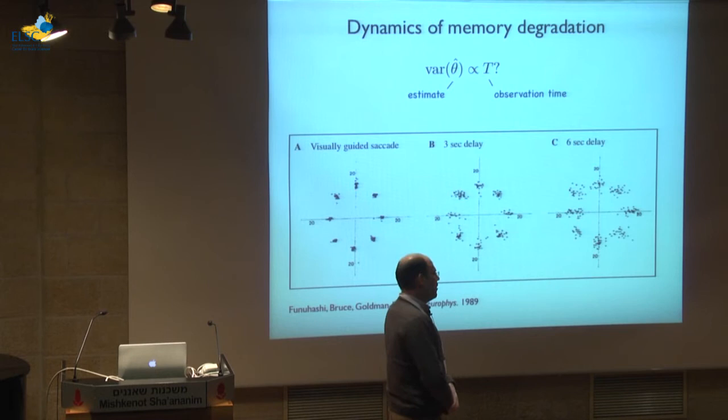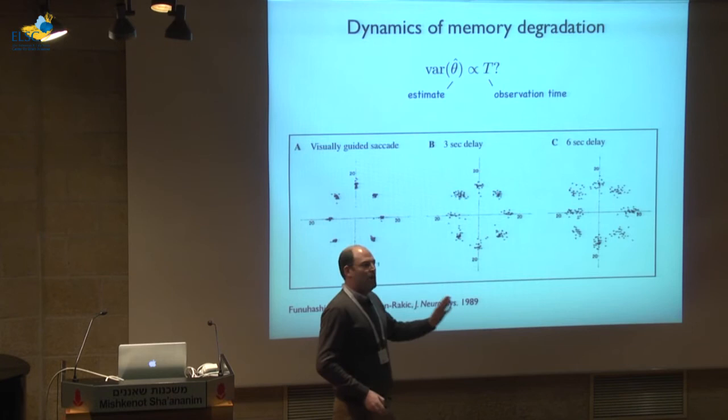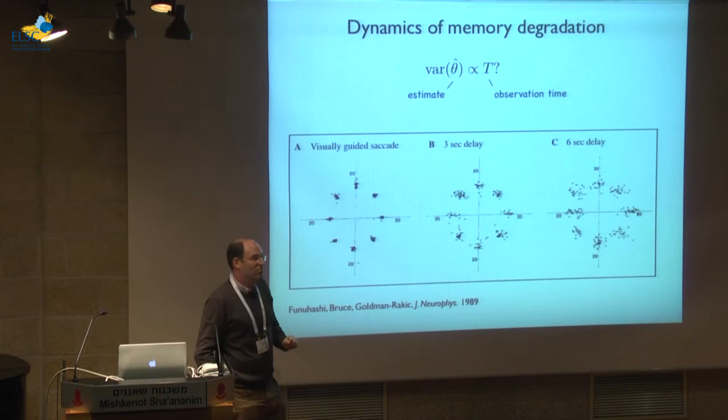That's right. So you're saying that there's a broader class of models where you would have a variance that increases as a function of time. Any random walk would have exactly the same. My point is that for a continuous attractor network with noise, we expect to have a random walk. This does not exclude other models.